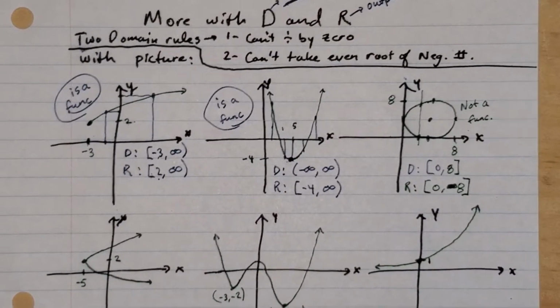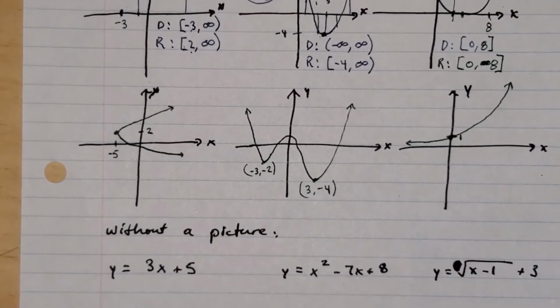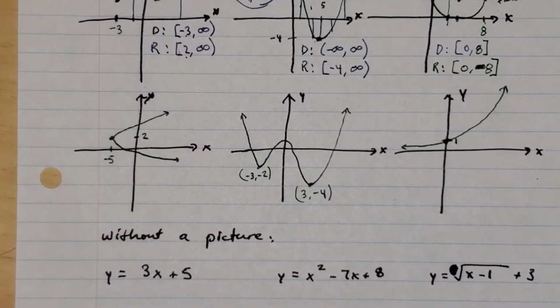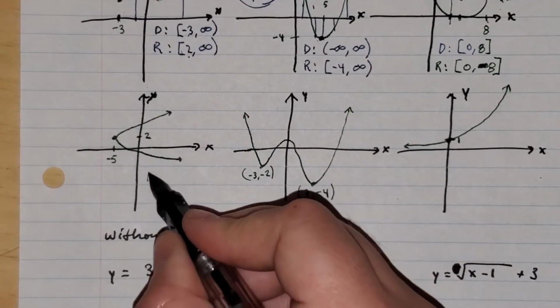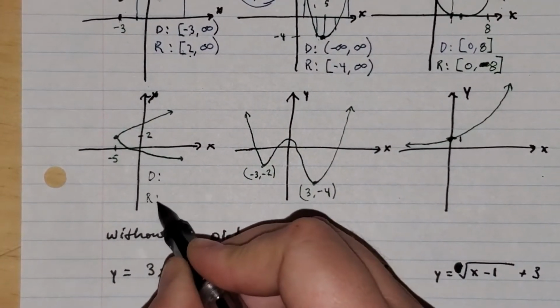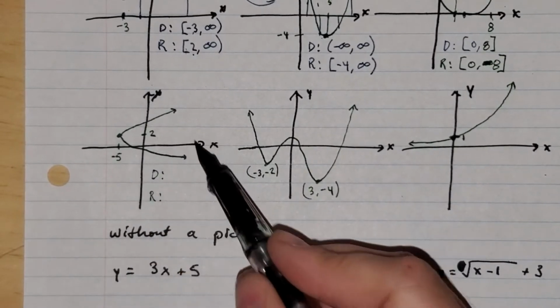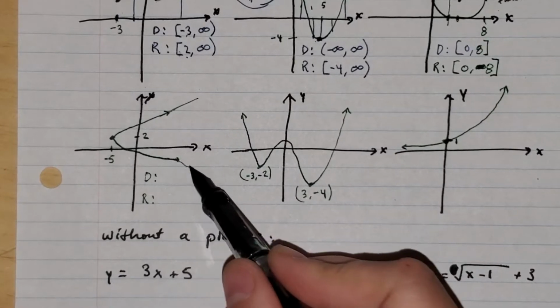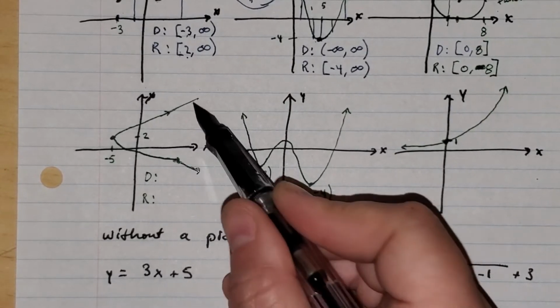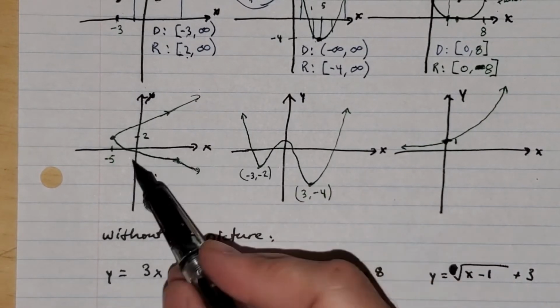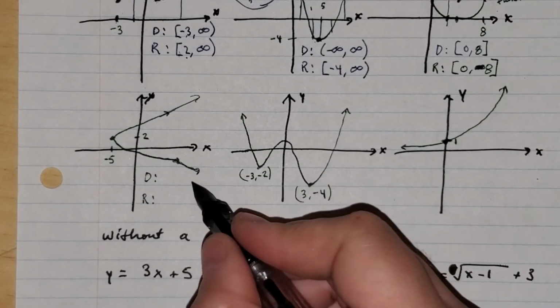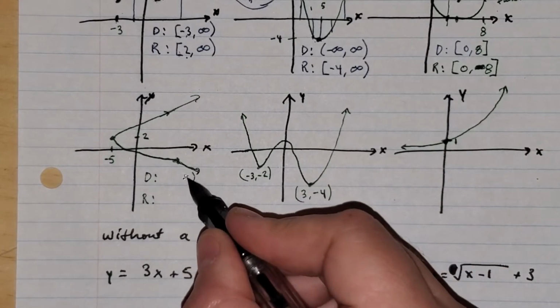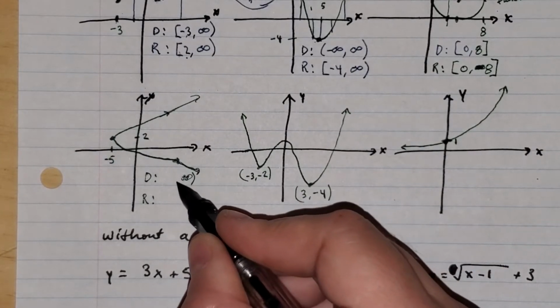Okay? So let's keep going. Let's do these three here, right? Same thing. The domain and the range. Okay? Well, the domain, if we look at this, this keeps going off, up and to the right, and this keeps going down and to the right. Okay? So it's going to keep going off to the right, so we know it's going to end at positive infinity, right? Positive infinity.